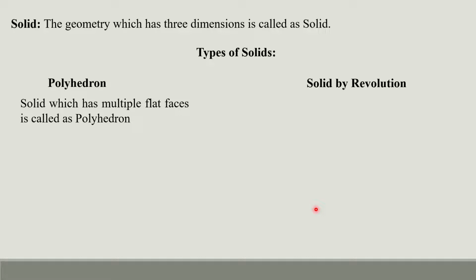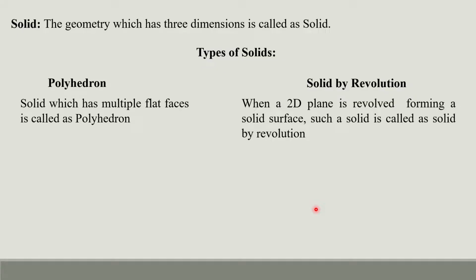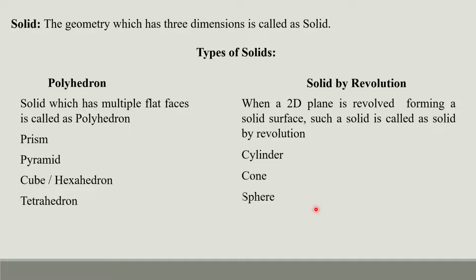As per the definition, a solid which has multiple flat faces is called a polyhedron, whereas when a 2D plane is being revolved 360 degrees forming a solid surface, such a solid is called a solid by revolution. Polyhedron covers prism, pyramid, cube, also called hexahedron, and tetrahedron, whereas cylinder, cone and sphere are categorized under solid by revolution.